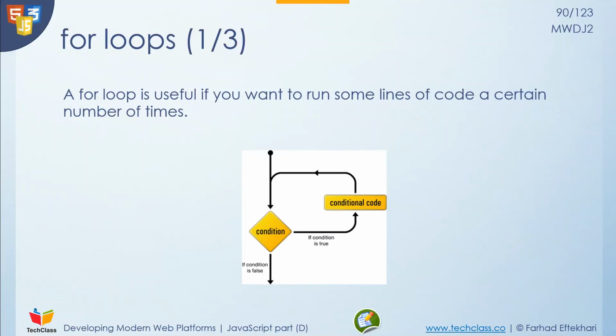All right, now let's get familiar with for loops. A for loop is useful if you want to run some lines of code a certain number of times. So it comes here, checks the condition. If the condition is true, it goes here, and then the code will be executed, and then it comes back to the condition and checks it all the time until the condition becomes false.